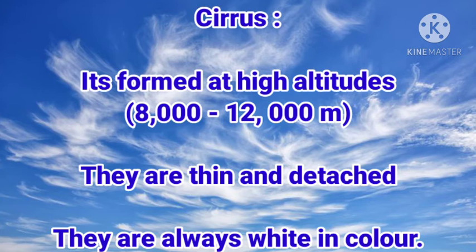Cirrus clouds are categorized in the high clouds. Cirrus is a delicate, fibrous, white or wispy cloud consisting of tiny specules of ice. These clouds have a fibrous, or we can say hair-like appearance, or a silky sheen, or both. They are formed at high altitudes at 8000 to 12,000 meters. They are thin and detached clouds having a feathery appearance. And the color of the cirrus clouds is always white.